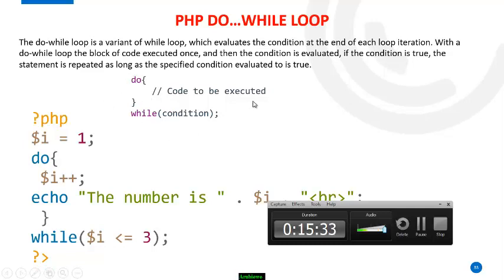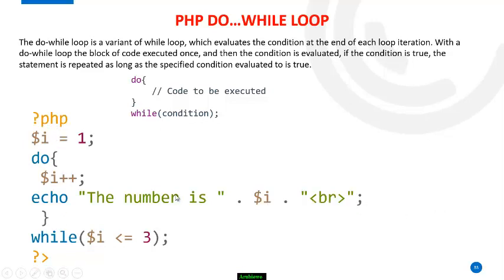This is a sample of how to write a do while loop. Do, we have the code to be executed, and we have the while where the condition will be. Let's see the code example here. We have variable I equal to 1. Do, it will come here and increment I. What is I here? I is 1. So if it increments to 2, it will now echo 2. After echoing 2, it will now come here to check the condition.